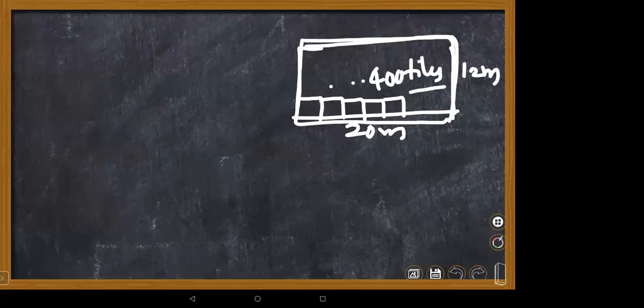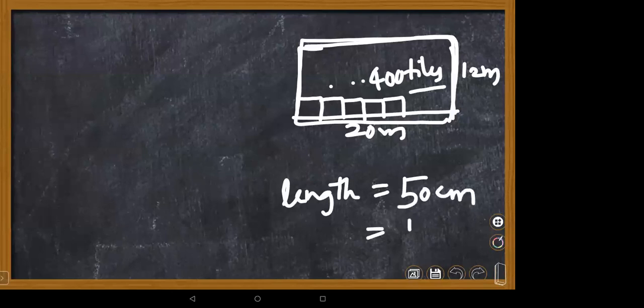Each tile's measure is given here, but only the length is given. The width of the tile is not given. You need to find the width of the tile. What length of the tile is given, children? 50 centimeters. If you convert to meters, it means half meter, right, children?